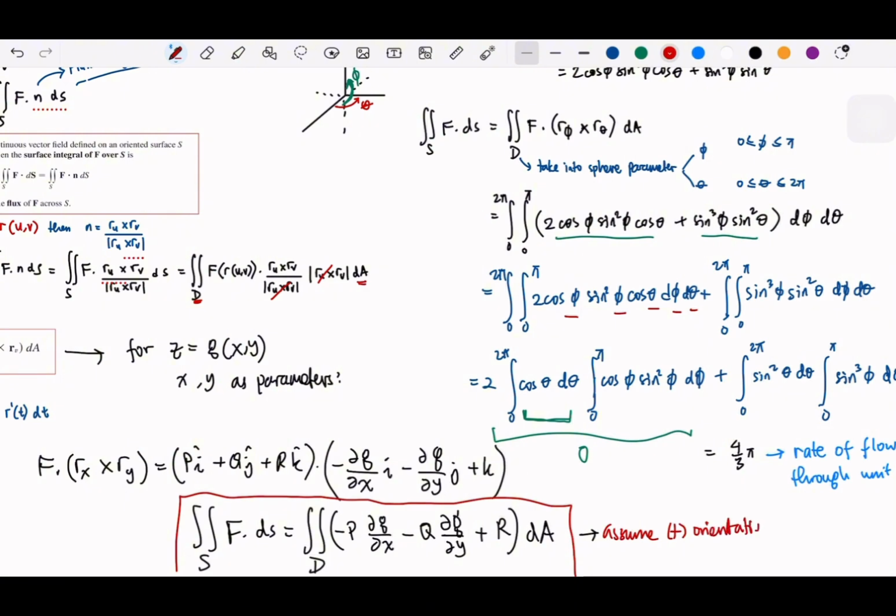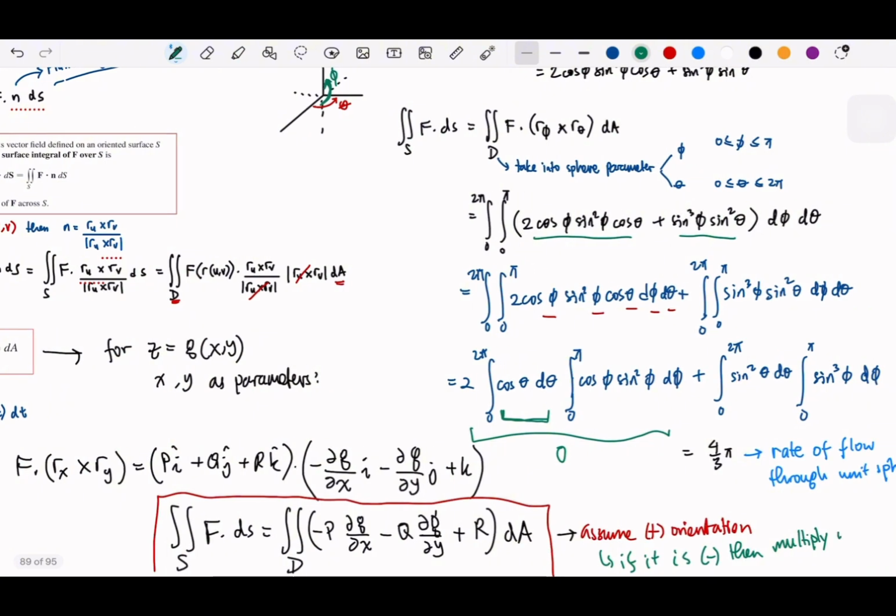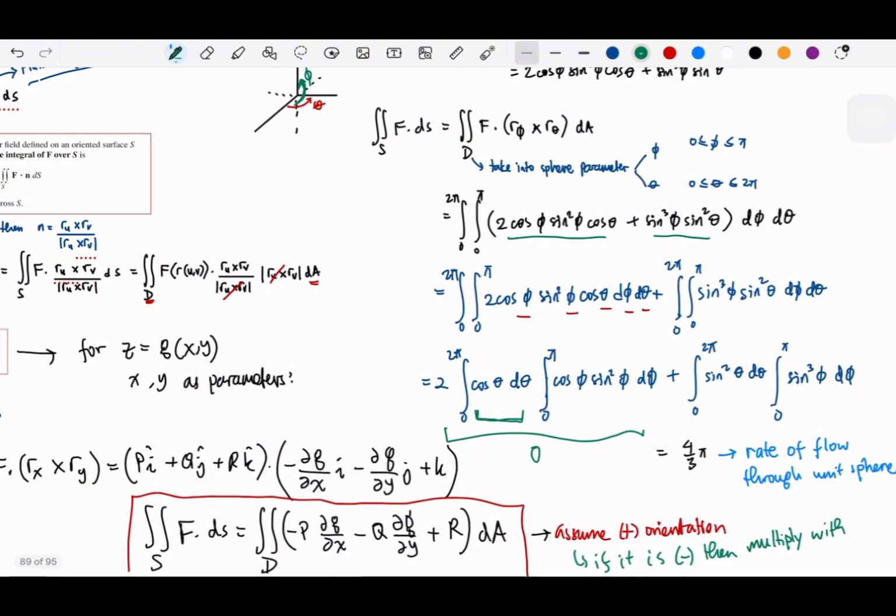Remember, orientation means the normal vectors will be coming outward. Okay? If you have the vector fields and it gives you the condition that is negative, you can multiply with negative. You can multiply with negative. So if it is negative, then multiply with -1.